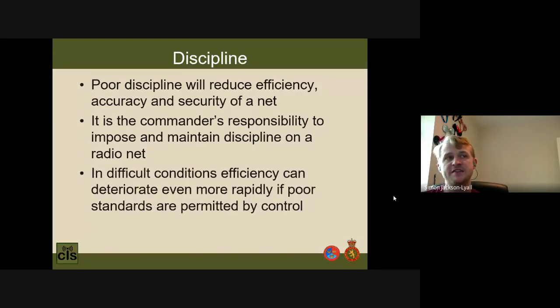And especially if the conditions are difficult, because efficiency has already deteriorated a little bit because it's difficult conditions, it will go even more for their poor standards. And so it's a lot about the controlling station to make sure that that discipline is maintained. If you start letting things slip, then it will go downhill very rapidly.